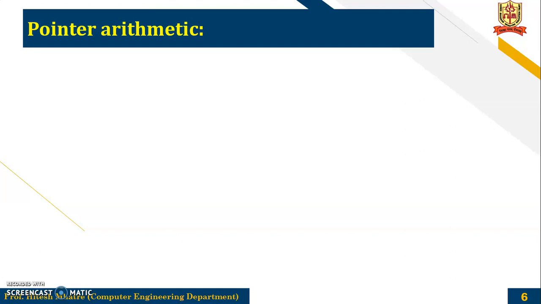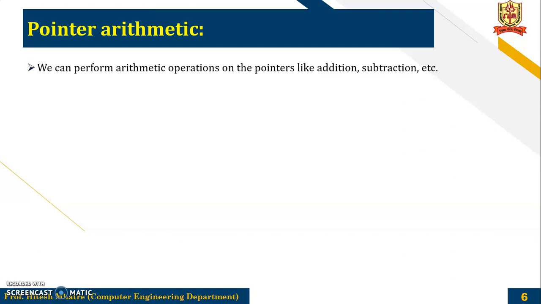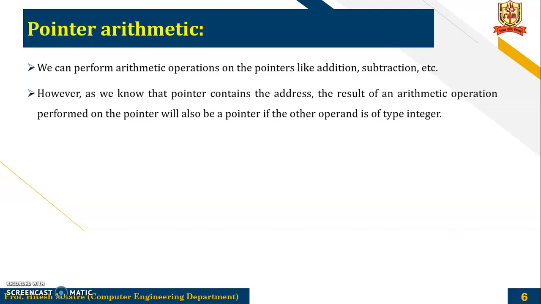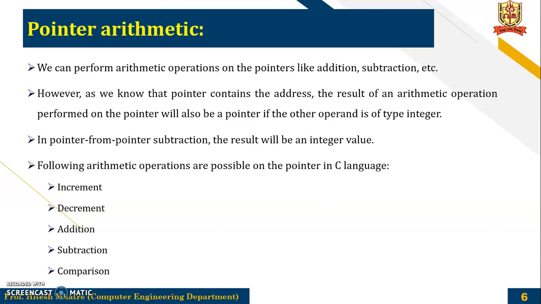Next is pointer arithmetic. Now we can perform arithmetic operations on pointers like addition, subtraction, etc. However, as we know that the pointer contains an address, the result of an arithmetic operation performed on a pointer will also be a pointer if the operand is of integer type. In pointer-from-pointer subtraction, the result will be an integer value. The following are the operations that are possible in C language on a pointer: increment, decrement, addition, subtraction, and comparison.